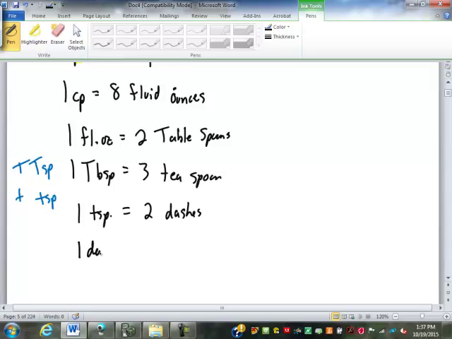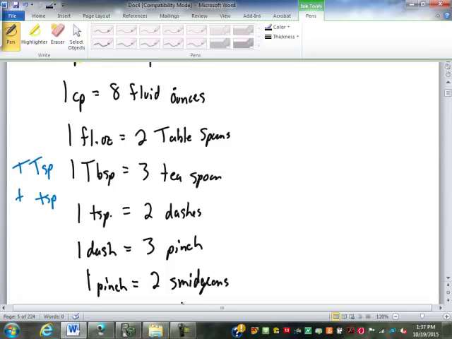Smaller than a dash, there was a pinch. 3 pinches and a dash. And smaller than a pinch, there were 2 smidgens in a pinch. Now the pinch was, those are actually real units.